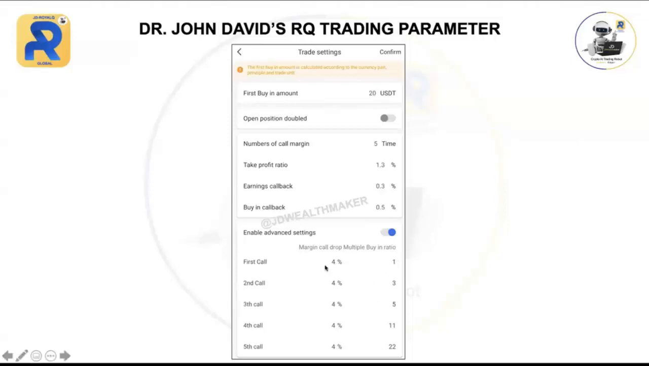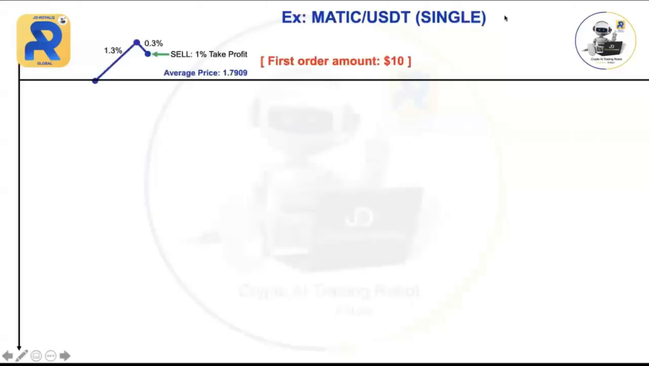So if you hit my first call, that will be 1 times 20, that will be $20. $20 plus 20, that will be $40. Can you see that? And it goes on all the way. Now let me show you how my martingale strategy actually works. Can you see, right? For example, over here, I do my average price, that is about 1.7. I'm taking Matic here as an example.